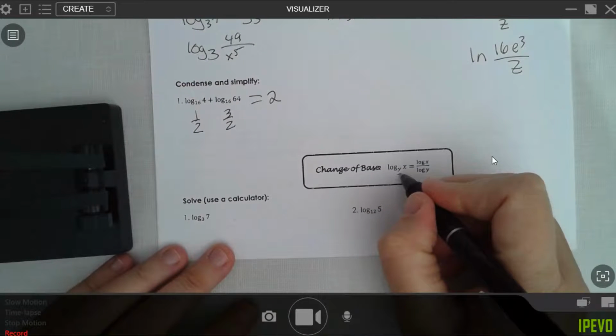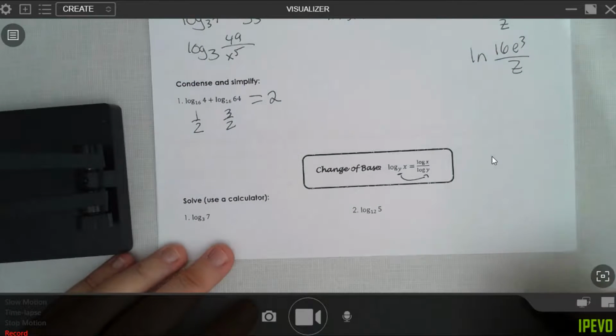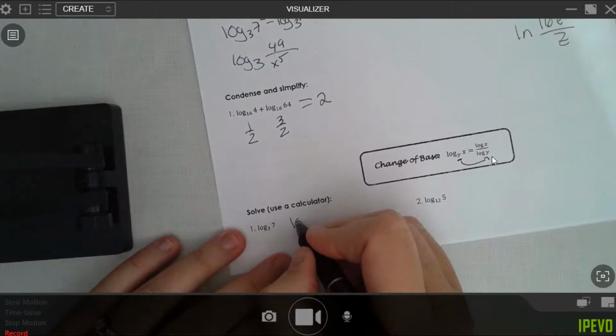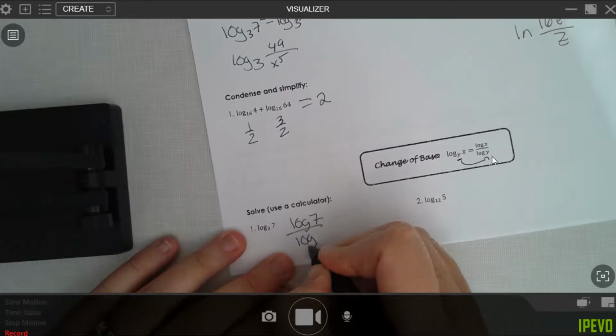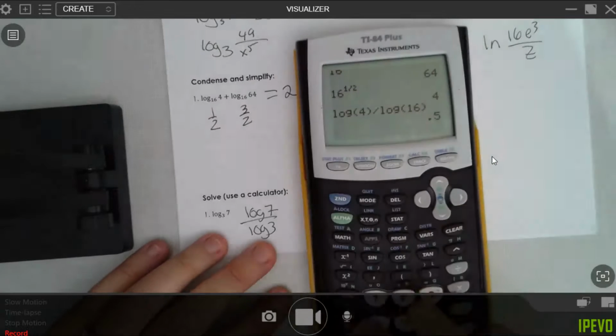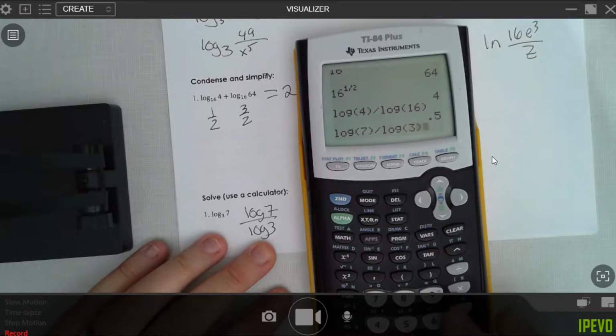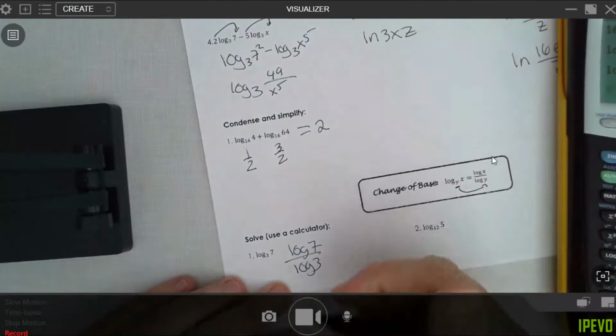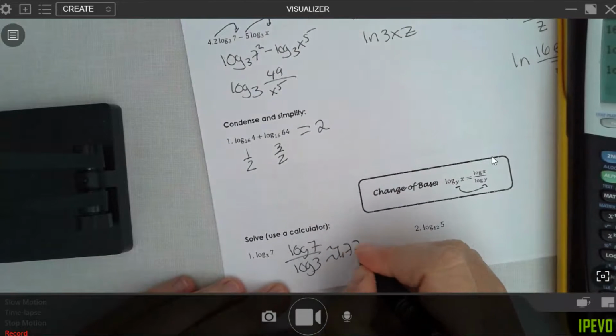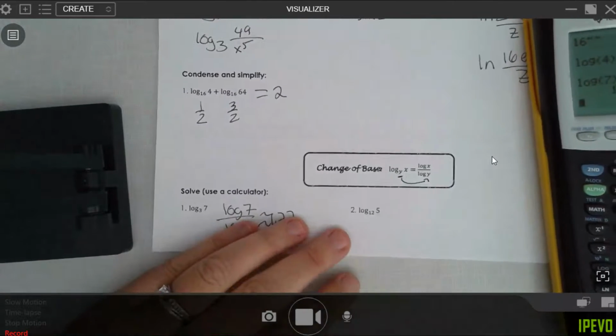What I remember is that the y looks like it's closer to the bottom, and it goes on bottom. So this is going to be log of 7 divided by log of 3. So I get about 1.77. So try number 2 and then come back and see if you get the right answer.